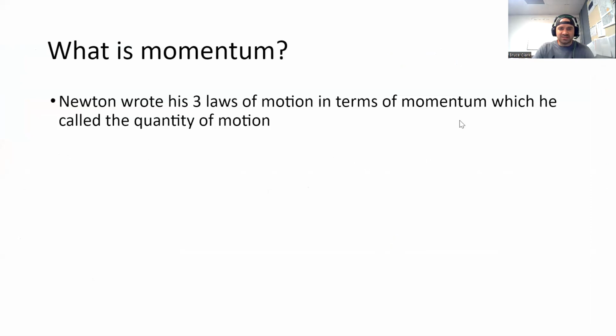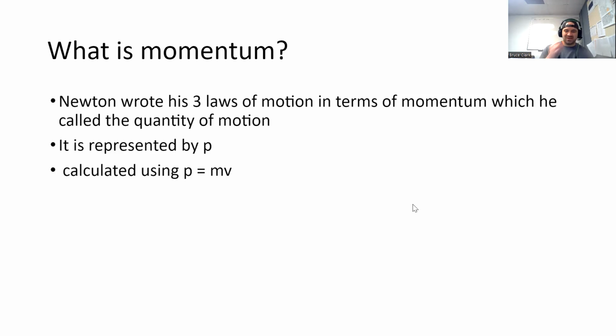First of all, what is momentum? All right. Momentum, the definition we get from way back from Isaac Newton. He wrote his three laws in terms of momentum, which he called the quantity of the motion. Think about that. So it's moving. Well, with what quantity is it moving? That is its momentum.